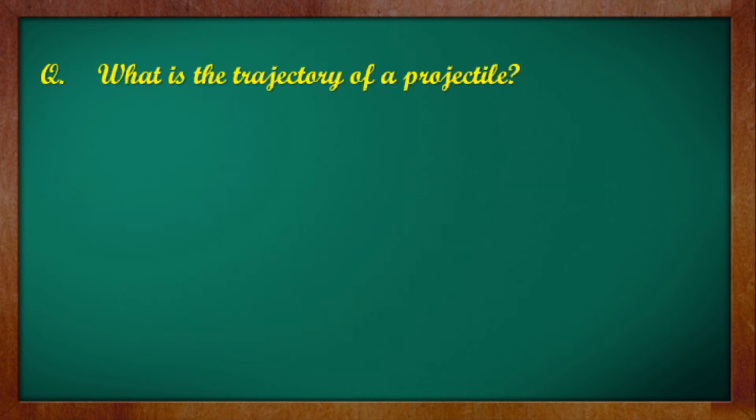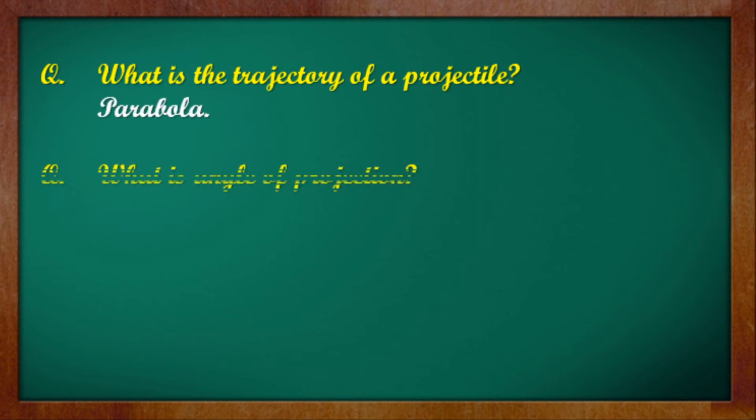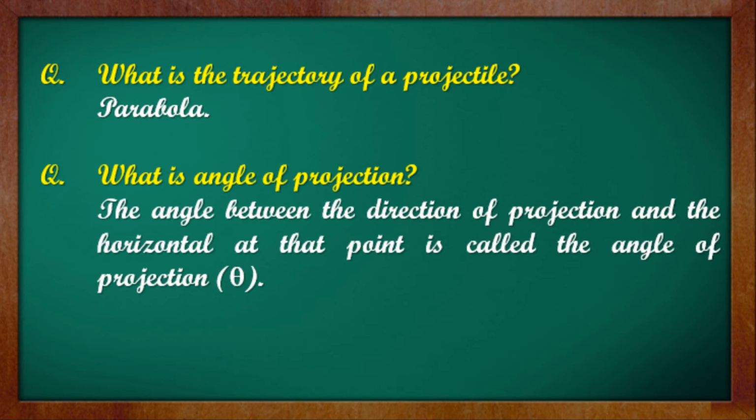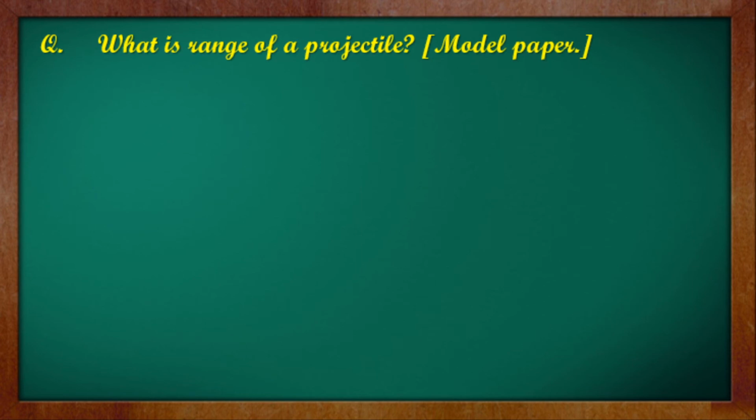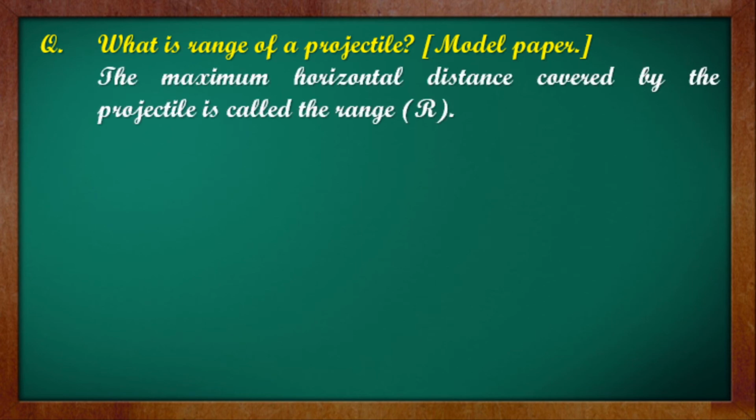So let's see some more theory of it. What is the trajectory of a projectile? The trajectory of a projectile is a parabola. What is angle of projection? The angle between the direction of projection and the horizontal at that point is called the angle of projection. What is range of a projectile? The maximum horizontal distance covered by the projectile is called the range. It is denoted by capital letter R.